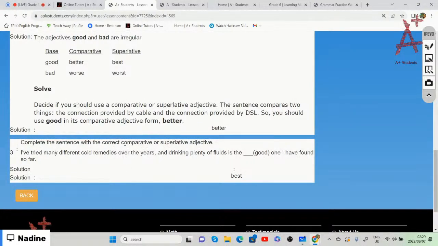And then, I've tried many different cold remedies over the years, and drinking plenty of fluids is the good one I have found so far. So we can say it is the best one, which is a superlative. Best one I have found so far.